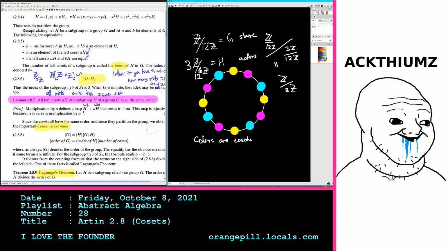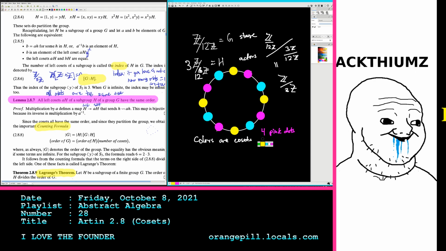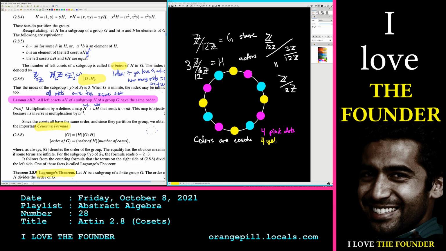They're the same. There are four pink dots. I just want to emphasize, 4 pink dots, four yellow dots, and 4 blue dots. Same number.